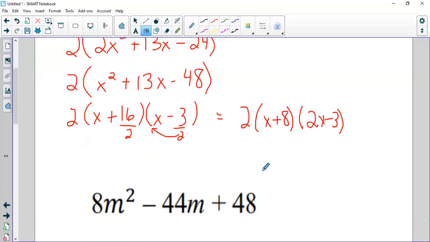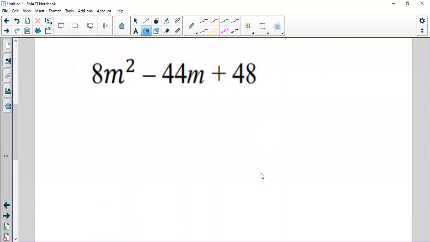All right, I'm going to do a few of these. Here's our second one: 8m squared minus 44m plus 48. Big numbers, but the GCF of all three of these numbers is 4. I'll divide that 4 out of everything, and that'll leave me 2m squared minus 11m plus 12. Much more workable numbers than we had before, that 8 and the 44 and the 48.